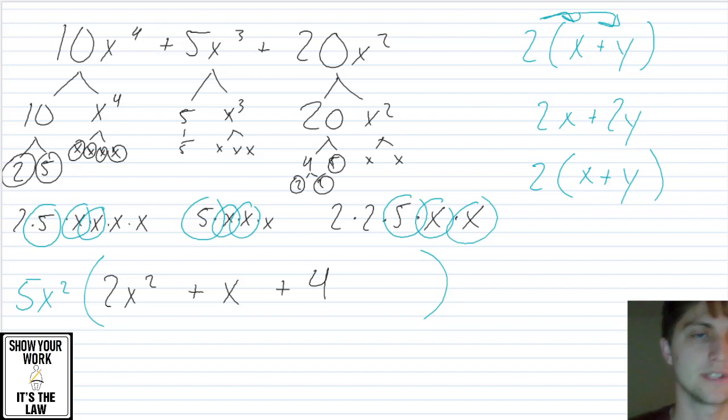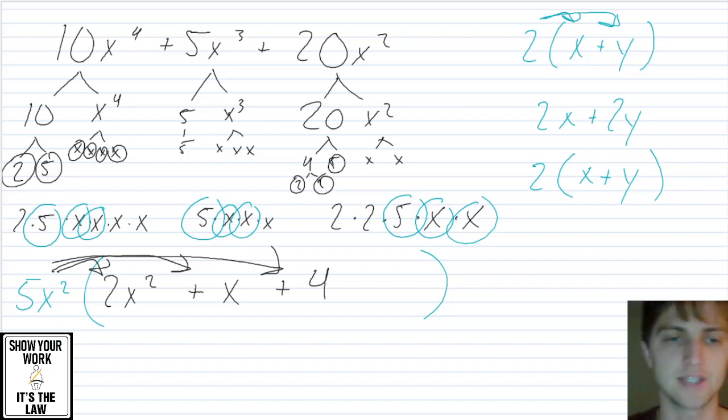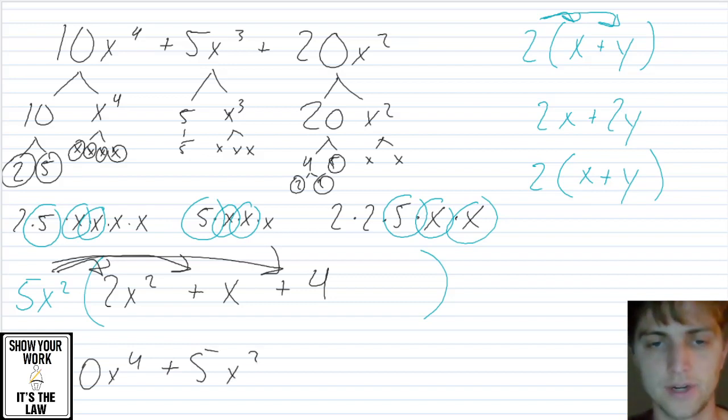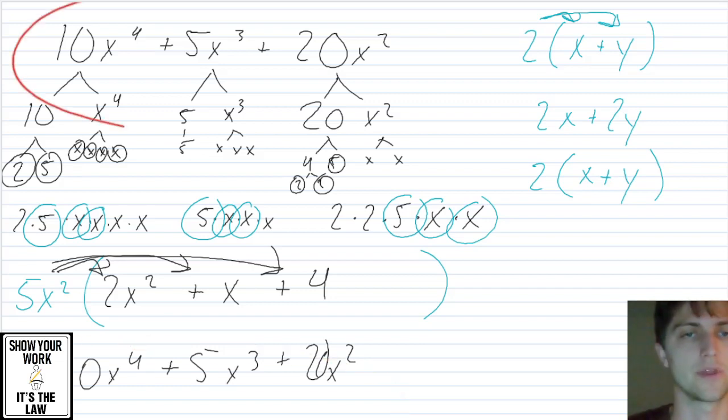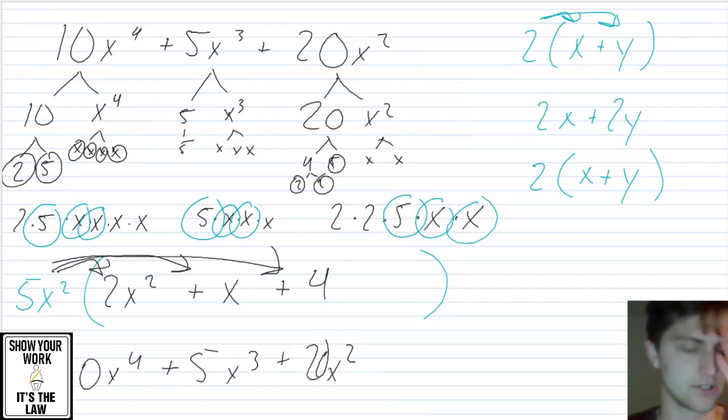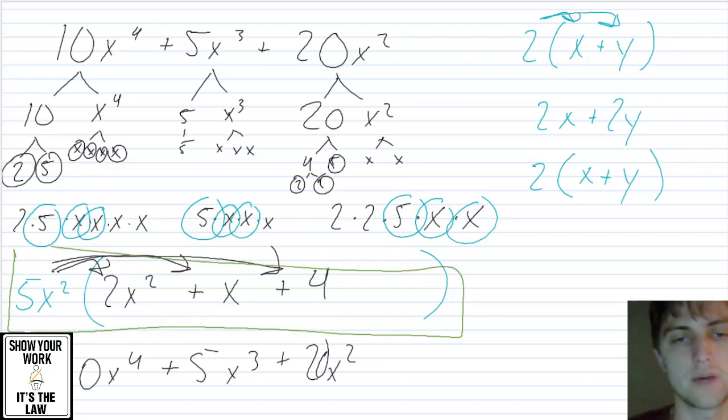And if you notice, if we were to just distribute everything back in, 5x squared times 2x squared gives us 10x^4. 5x squared times x is 5x^3, and then 4 times 5x squared is 20x squared. So we can see that we get exactly what we started with. So what we're doing is called factoring, and it's just pulling out the greatest common factor and writing it in this form right here. This is what we wanted to accomplish. We wanted to pull out the greatest common factor and simplify in the middle.